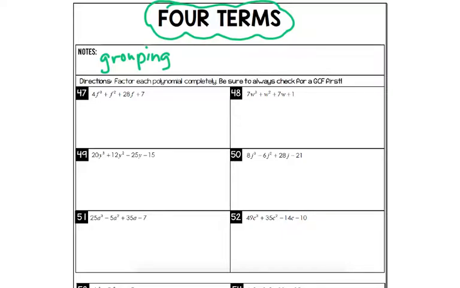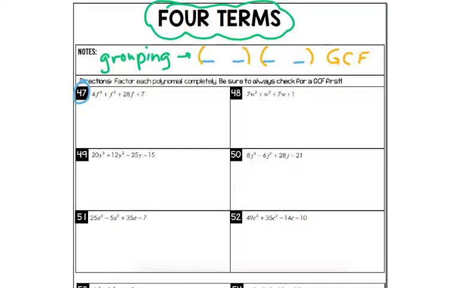So grouping just means if you have 4 terms, 1, 2, 3, 4, that are added or subtracted, you're going to group every 2 into pairs and do GCF style factoring. Okay, that's what 4 terms. Anytime you see 4 terms, you should aim for grouping. Ready? Let's try it. Okay, 47, the first one.